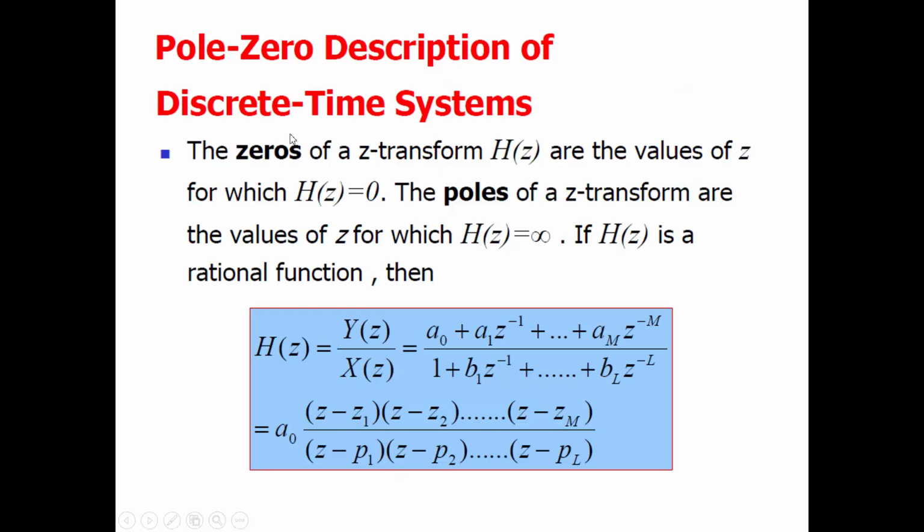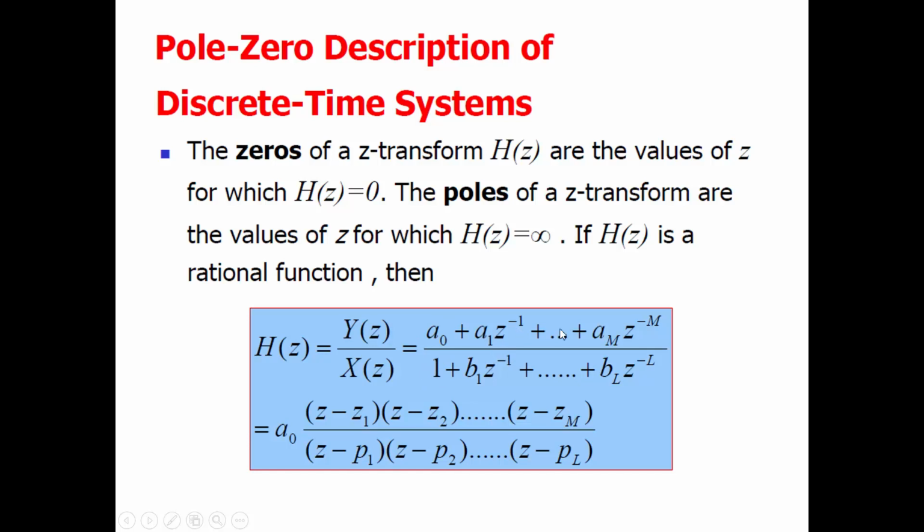Now let us try to understand the pole zero description of the discrete time system. The zeros of Z transform H(z) are the values of z for which H(z) will be equal to 0. If H(z) is expressed in this form, which is Y(z) by X(z), right? There are two polynomials, one is Y(z), the other is X(z). So this is the numerator polynomial, this is the denominator polynomial, and this one is important here, that will make it a rational function.